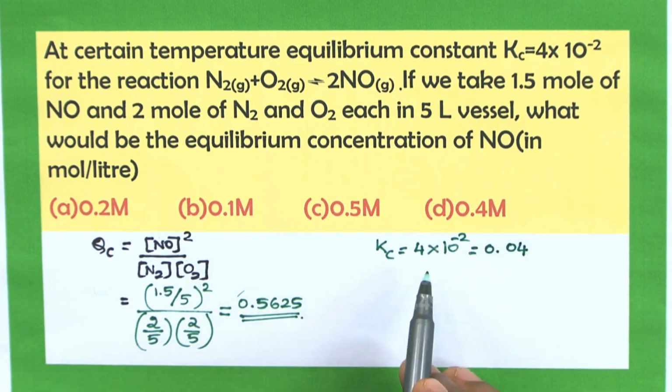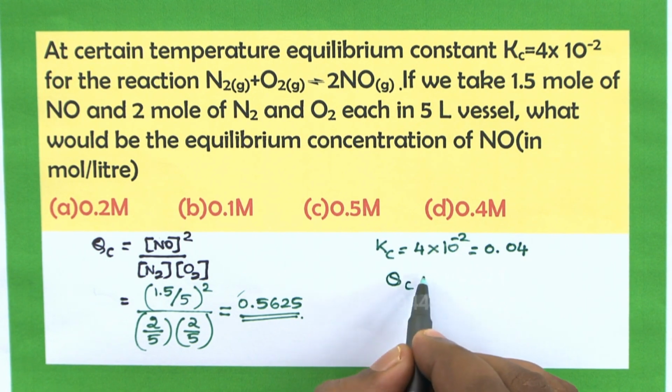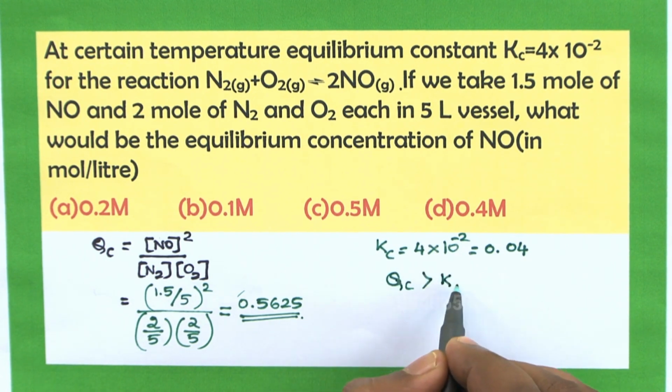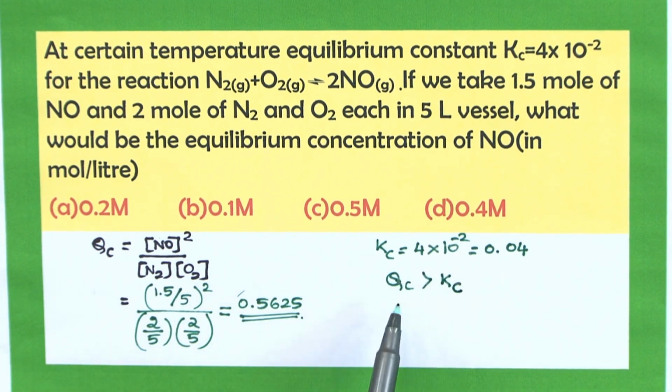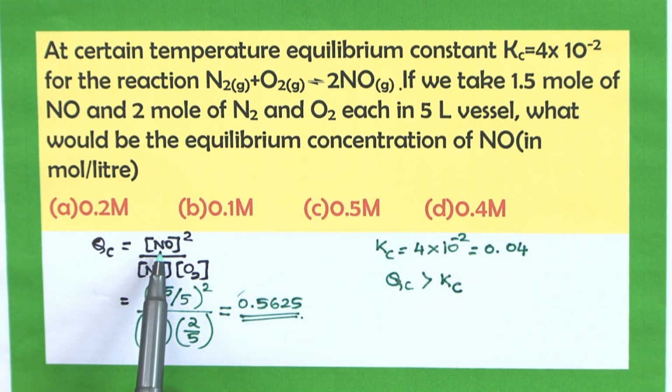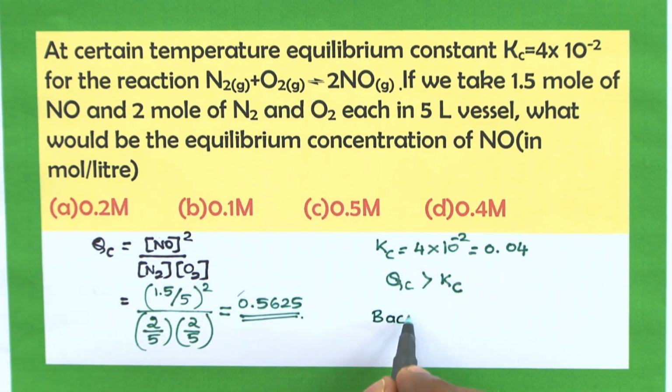If you compare Qc and Kc, the Qc value is greater than Kc. Now, the reaction takes place such that Qc becomes equal to Kc, that is, the value of Qc should decrease. The value of Qc will decrease if the concentration of NO, the numerator, decreases. For the concentration of NO to decrease, the reaction should take place in a backward direction. Hence, backward reaction is favored.